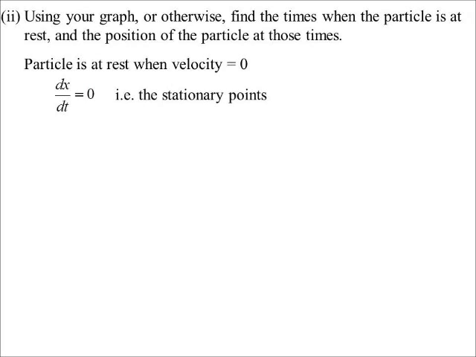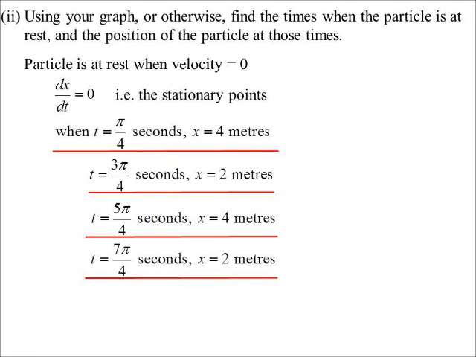So it was at pi on 4 seconds and the displacement was 4. Then 3 pi on 4, it was 2. 5 pi on 4, it was back to 4. 7 pi on 4, it was back to 2. Lot quicker than solving derivative equals 0.